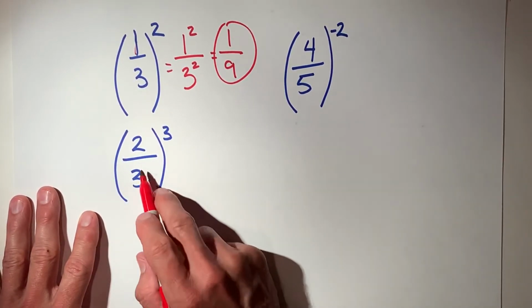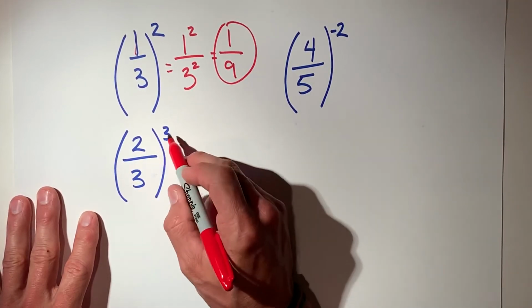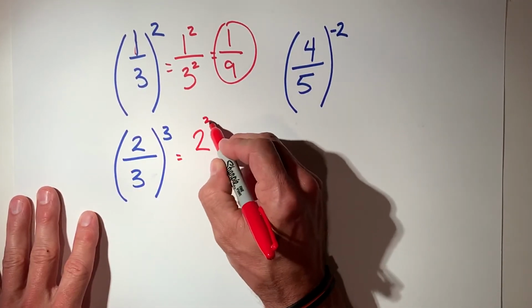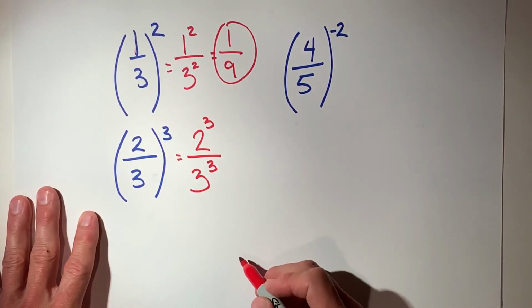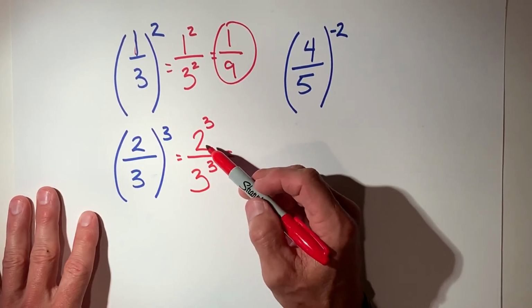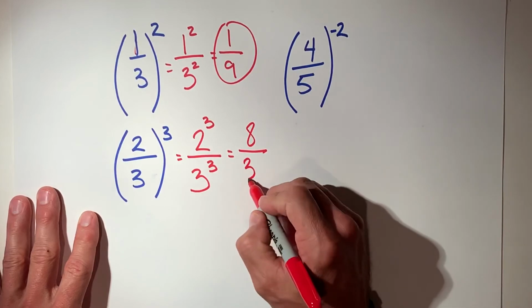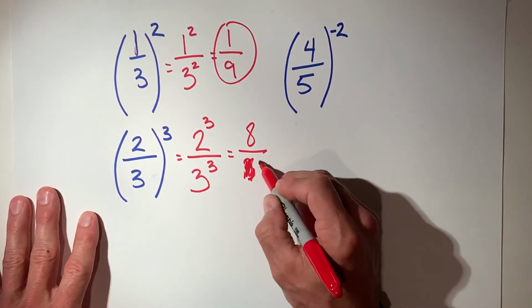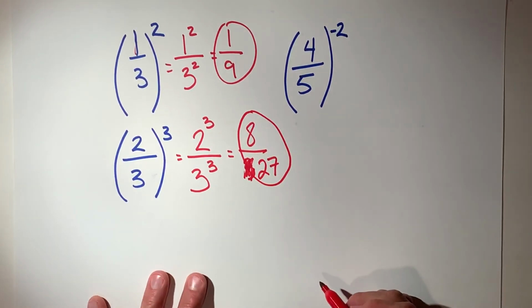Let's look at the second one. This case, same as the one before it. I'm going to take the numerator, it's a whole number, so 2 to the third power, and 3 to the third power. And now I'm going to multiply these out in my head. 2 times 2 times 2. 2 times 2 is 4, times 2 is 8. And 3 times 3 times 3, we did that one earlier, is 27. So my answer is 8 over 27. Sorry for the sloppiness.